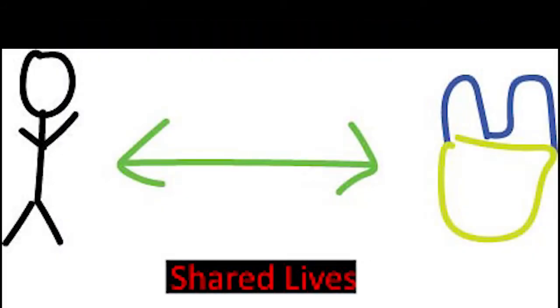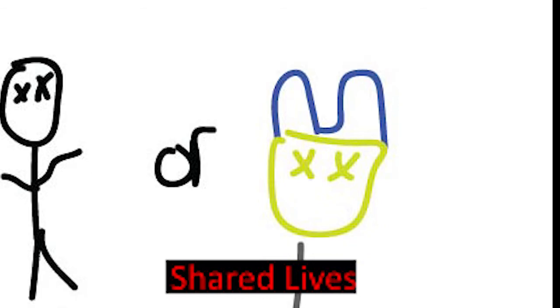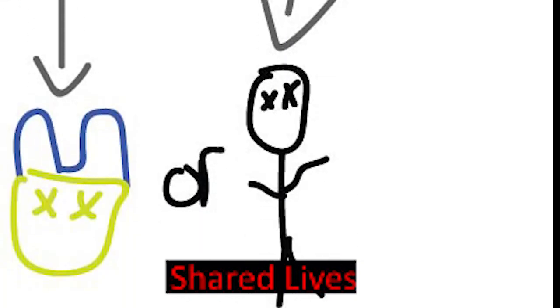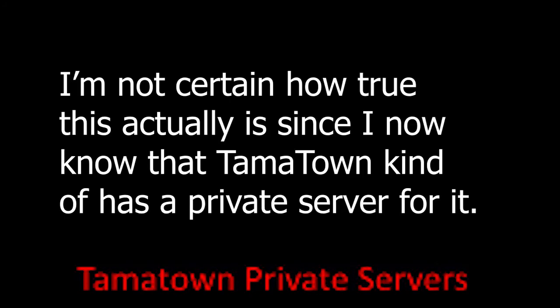Shared lives. This is talking about how a bond between a human and a Tamagotchi is stronger than any other bond, and if one of them dies, the other might have lots of unfortunate events happen. These lives matter means the same thing, so let's skip ahead to Tamatown private servers. There is a theory that Tamatown private servers were going to exist for Tamatown, but they didn't end up existing.